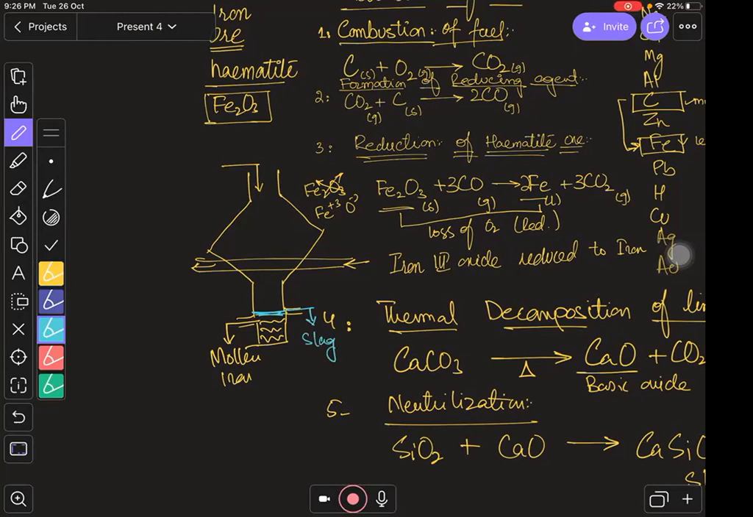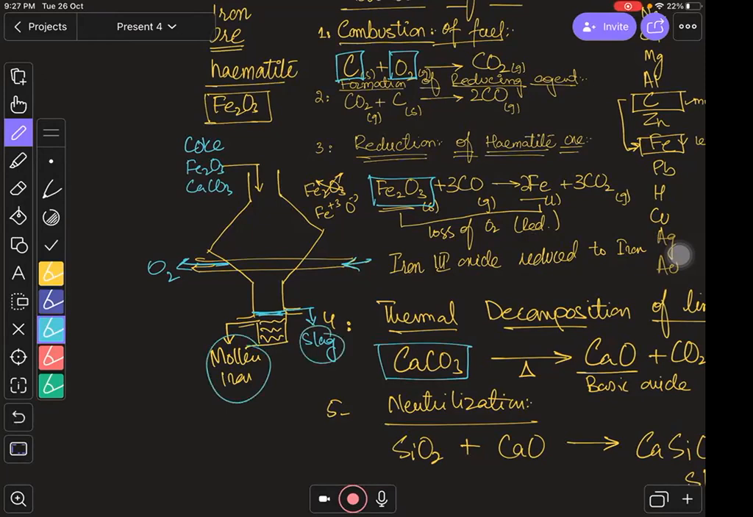So you can see over here, what we are adding: we are adding coal, we are adding oxygen as a raw material, we are adding hematite ore as a raw material, and we are adding calcium carbonate. I have already told you that we are passing oxygen gas from here. So all the other raw materials are going to be added from the top. Coke, which is a form of carbon, hematite ore, which is Fe2O3, and limestone, which is calcium carbonate, are added from the top, right? And molten iron and slag are removed from the bottom, right?